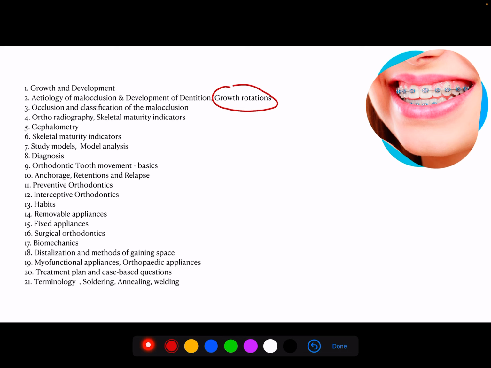And next comes occlusion, classifications of occlusion. These subtopics are again integrated with your prostho and DA. And orthoradiography related to radiology, skeletal maturity indicators you're familiar with. Cephalometrics is one of the most important things, followed by study models, model analysis, the diagnosis part, tooth movement basics, anchorage, retention and relapse. Preventive is important, interceptive is important, removable appliances are important, fixed appliances are important, biomechanics is important, myofunctional appliances are important. Of course, these are the important topics that you need to stress.